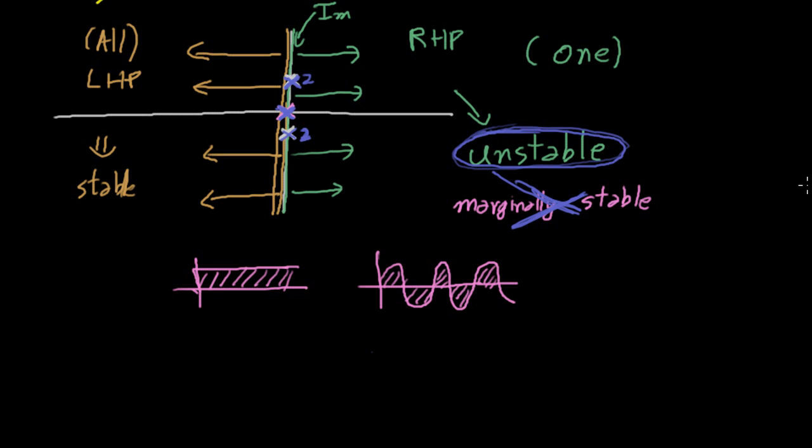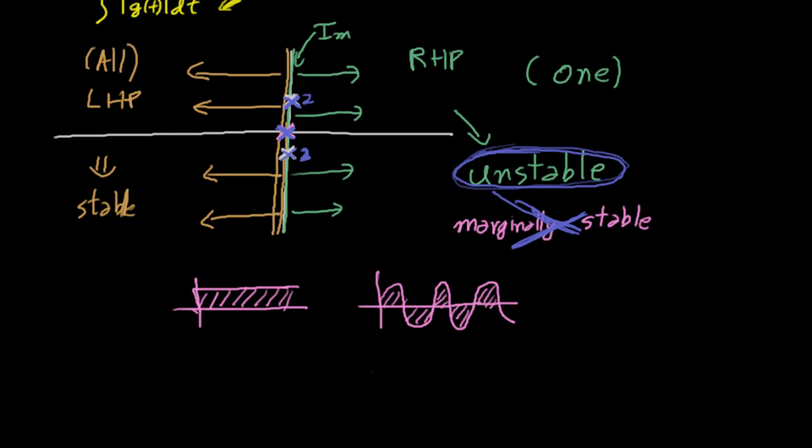Okay, I hope things are more clear now. In the following videos, we'll learn how to find out whether a system is stable or not when we don't know the position of its poles.